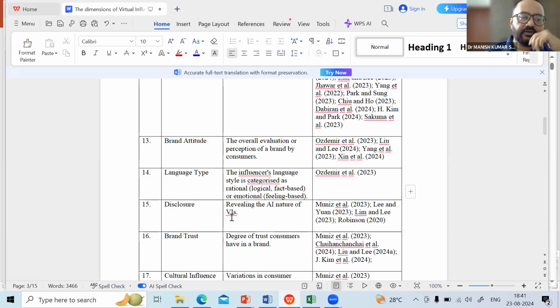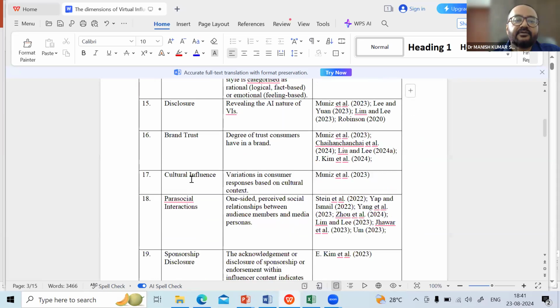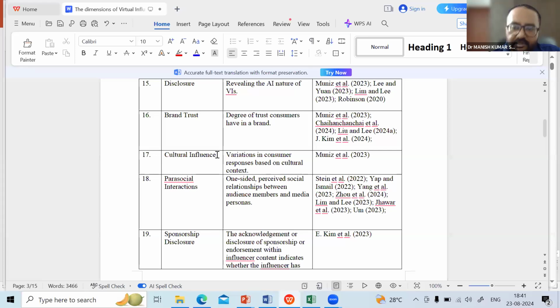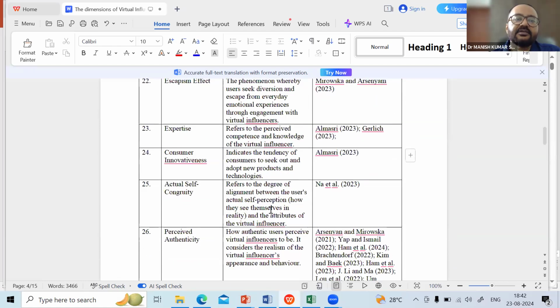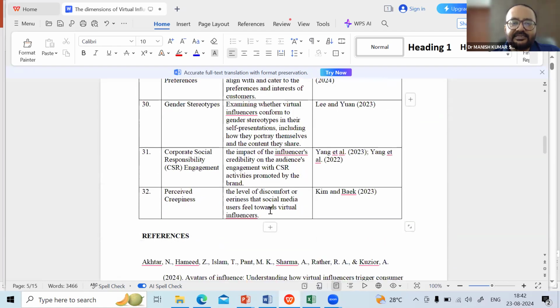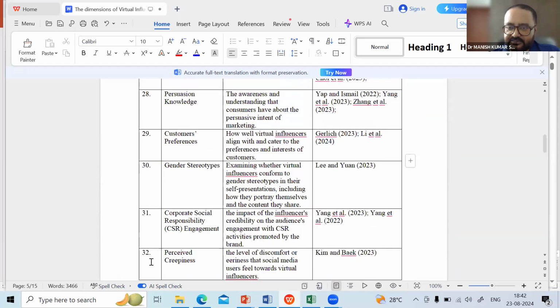For example, I have just taken brand attitude, language type, brand trust. Some may not be perfect; it is not published, I just wanted to show you something. For example, if parasocial interaction is high, it leads to a good result for virtual influencer marketing. So these are all the factors. Now, we cannot apply TISM on these 32 factors, so we have to reduce the factors.